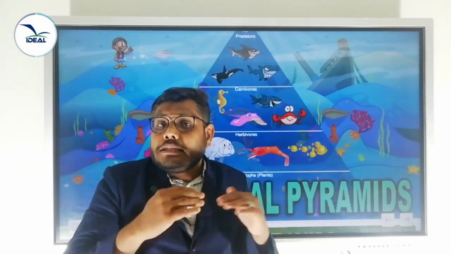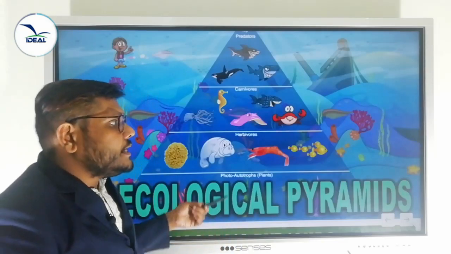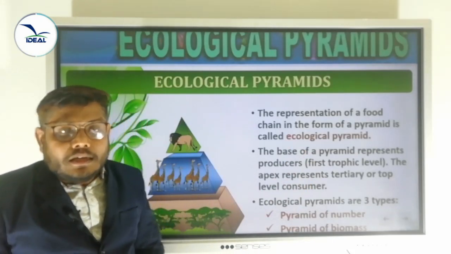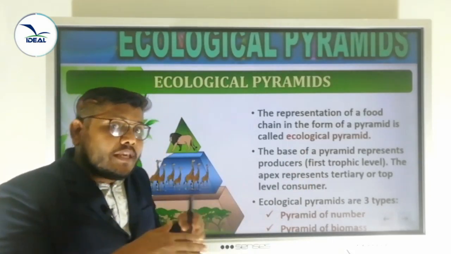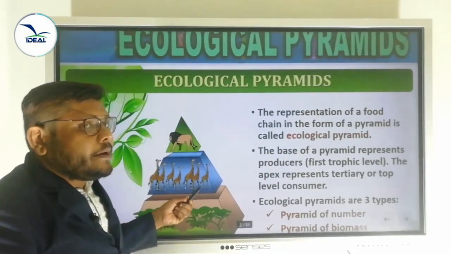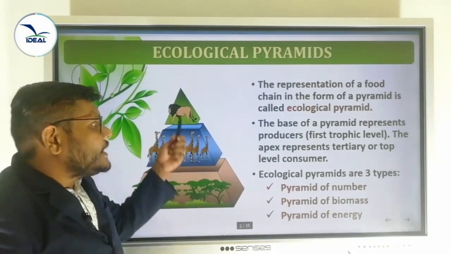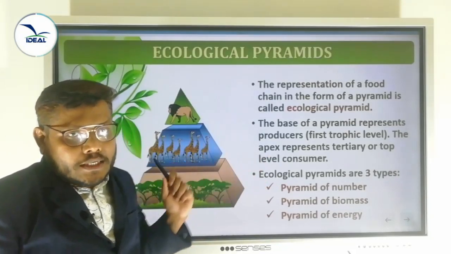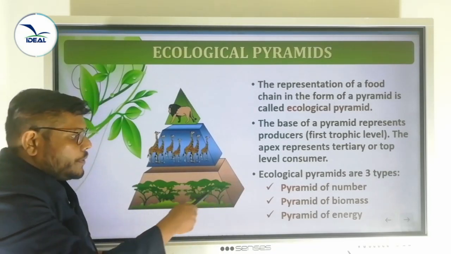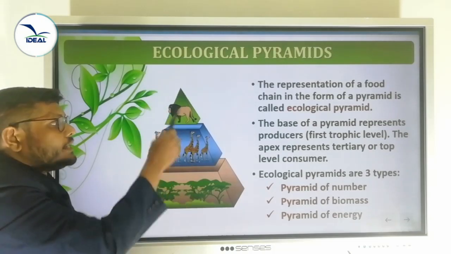What is an ecological pyramid? The graphical representation of the successive trophic levels in an ecosystem in the form of a pyramid is called an ecological pyramid. Or we can say that ecological pyramids are the representation of the food chain in the form of a pyramid. We already know what a food chain is. In an ecological pyramid, the base is occupied by the producers, or primary producers, and the top is occupied by the top carnivores.